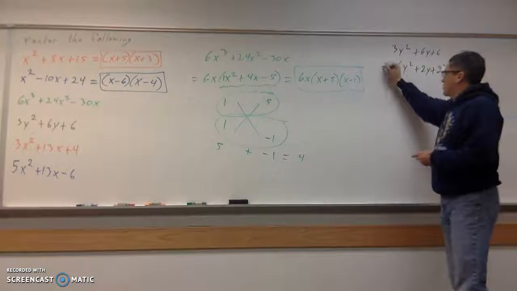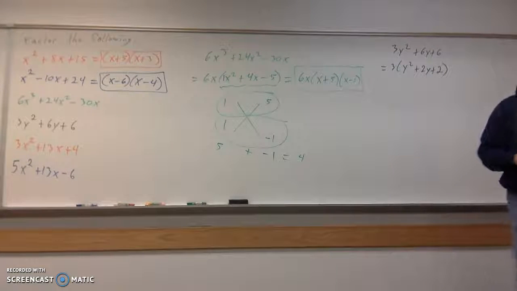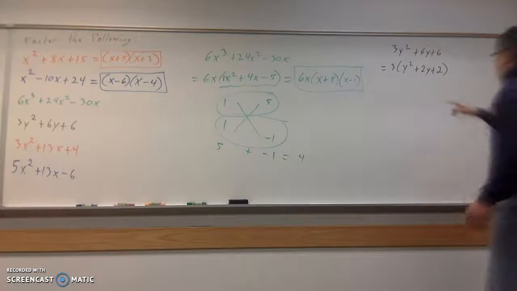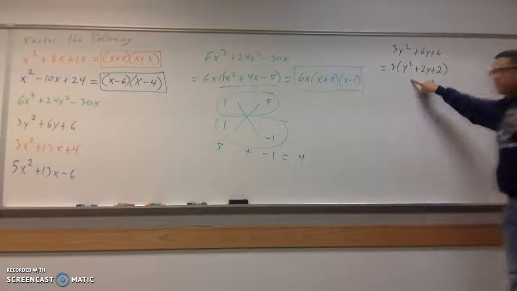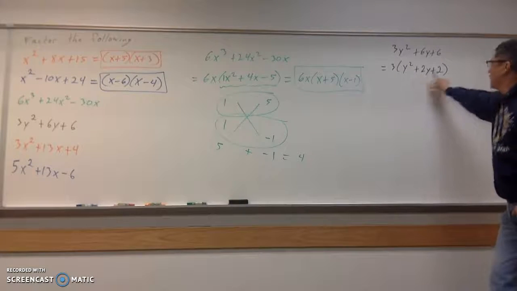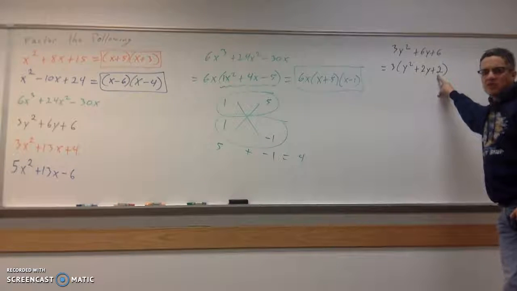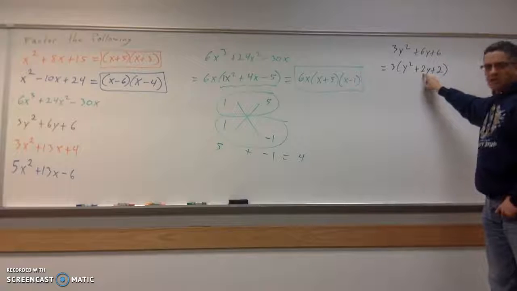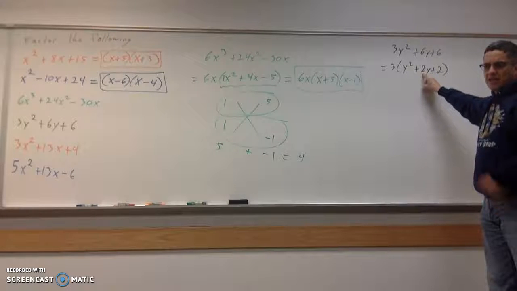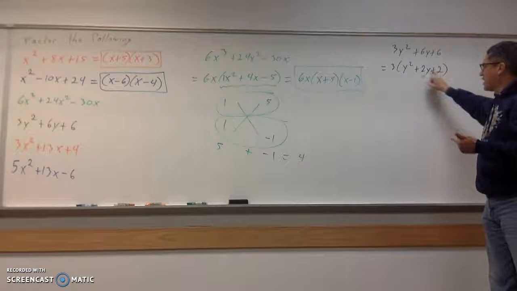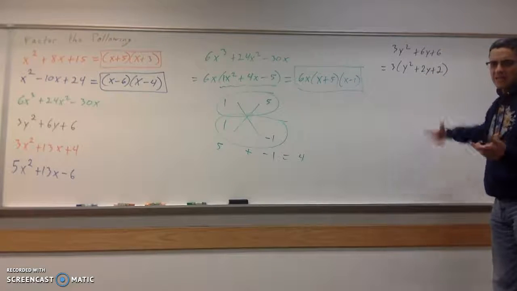So now we look at the trinomial that I still have in parentheses. Is that factorable? Hopefully it's pretty easy to see that it's not. This 2 here, the only factors of 2 are 1 times 2, and 1 plus 2 is 3, not this 2. So I can't come up with two factors that multiply to 2 and add up to 2. It just doesn't happen.